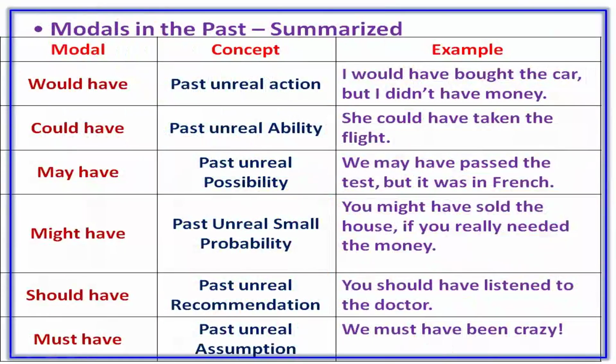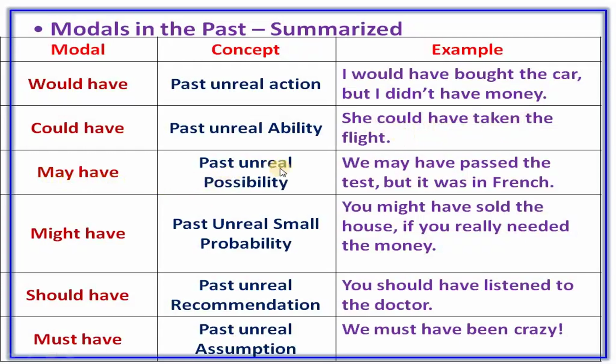Modals in the past, summarized. Modal, concept, example. Could have, past unreal action: I could have bought the car, but I didn't have money. Could have, past unreal ability. That time we can use could have. She could have taken the flight.